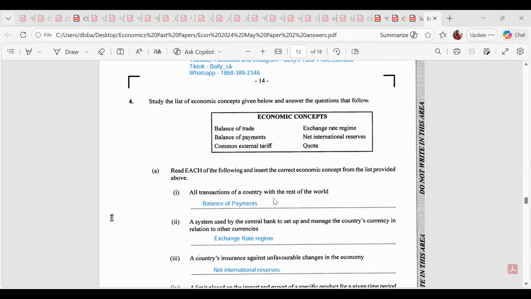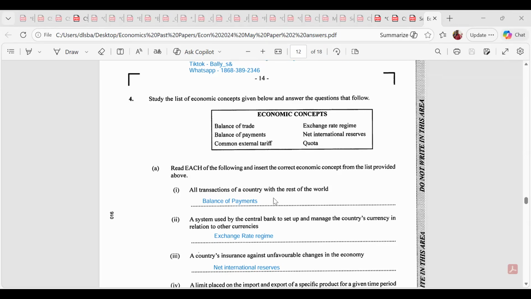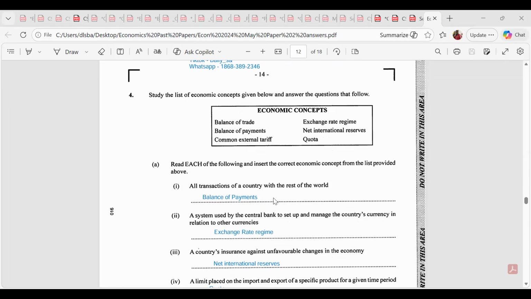Think we know that? A country's insurance against unfavorable changes in the economy. That's the money that we keep on reserve in case something happens. Then they have a limit placed on the import and exports of a specific product for a given time period. What would that be? Which economic concept is that out of the 6A?